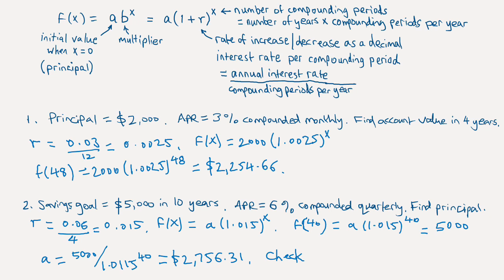And it's a good idea to check our answer here. And it's an easy check, because all we need to do is use $2,756.31 as our value of a, and see if we get the answer 5,000 if we plug that into our exponential formula. So let's do 2,756.31 times 1.015 to the 40, and evaluate that on the calculator, and sure enough it comes to 5,000. So that's a couple of examples of compound interest problems.